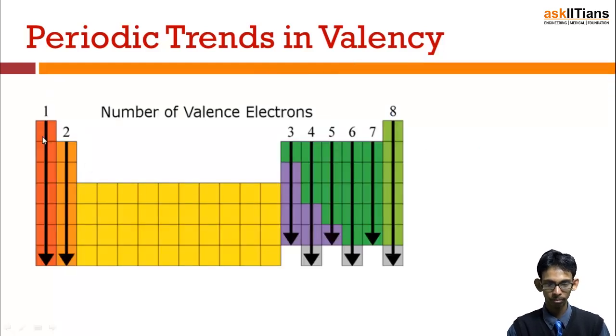So again, all the members of the first group will show valency 1, all of group 2 will show valency 2. In this case 3, in this case it would be 4. In this case there are 5 valence electrons, which is more than 4, so valency would be 8 minus 5, which is equal to 3. In this case it would be 8 minus 6, which is equal to 2. In this case it would be 8 minus 7, which is 1, and in this case it is 0. That's why we say first it increases up to 4, then it starts decreasing.